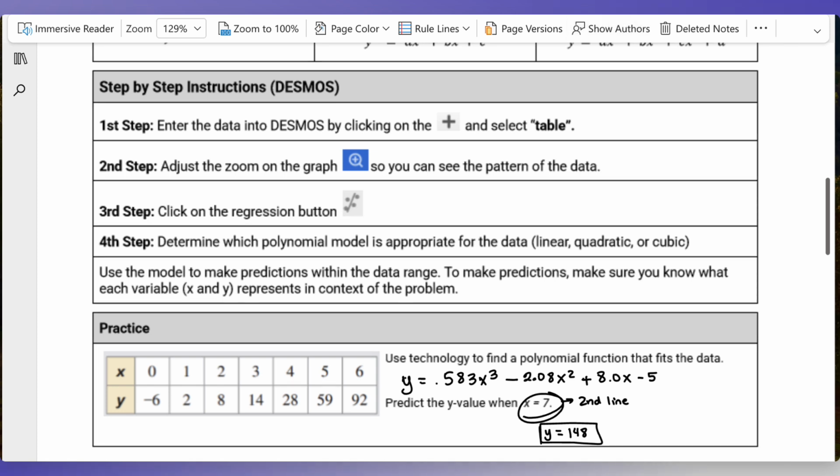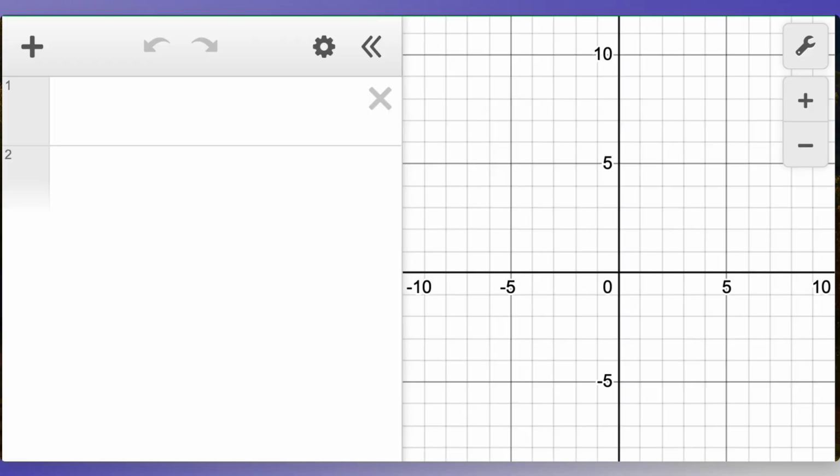So let me show you what it looks like in DESMOS. If you're not already on DESMOS, you need to get there. I know it's a little bit weird. You're watching the video and then you're also trying to work on DESMOS at the same time. So you might have to flip back and forth between the two. So just pause the video for a second and then go into a new tab and open DESMOS.